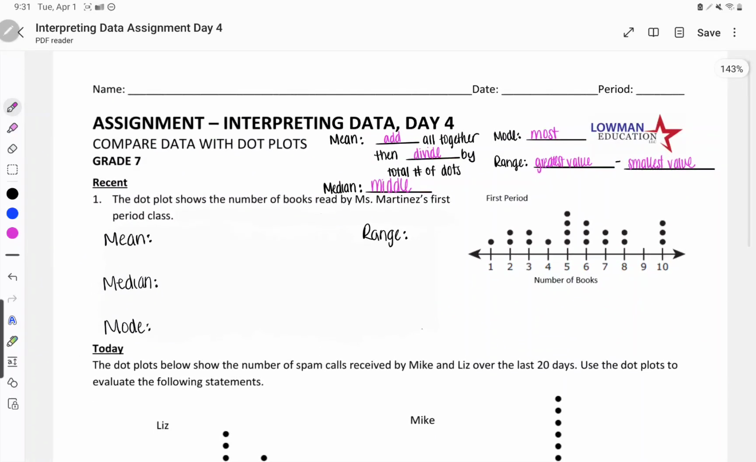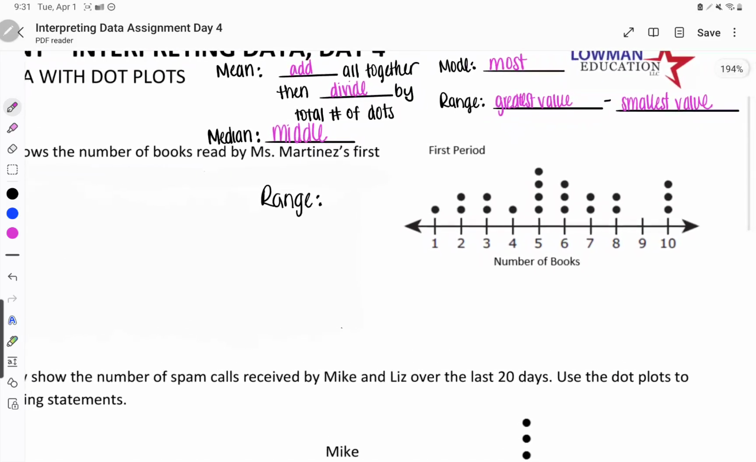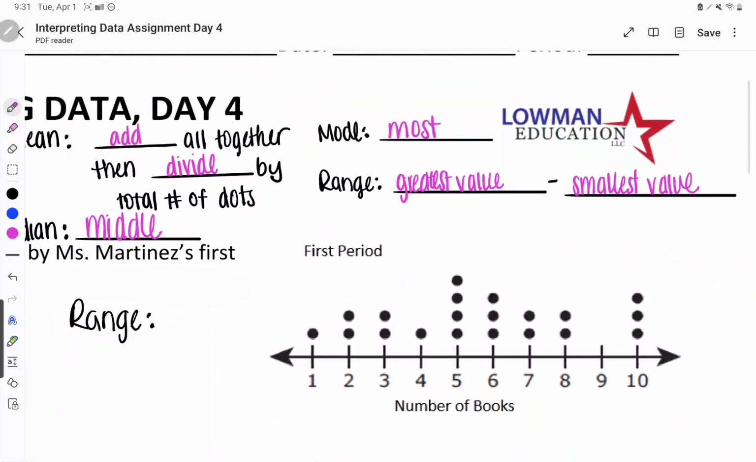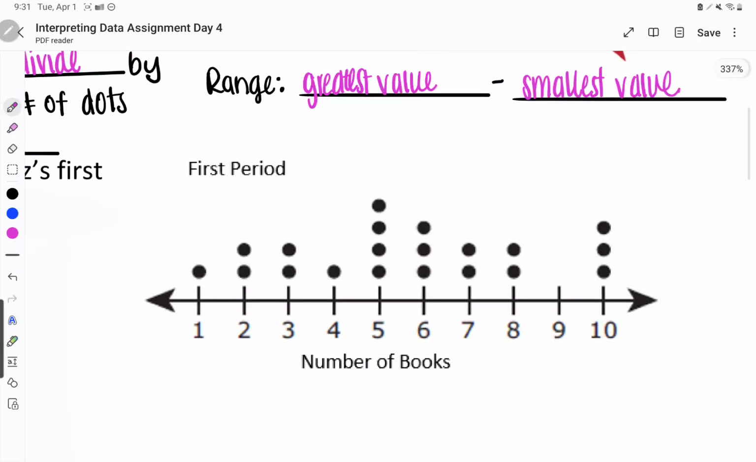So taking a look at number 1, it wants you to find the mean, median, and mode, and range. So first we start by finding the mean. Now, remember, we have to add all of our values up together and then divide by the total number of dots that we see. So what I want you to do is go through and find the value of each dot. You should have something that looks like this. So this dot right here has a value of 1. These two dots right here both have a value of 2.